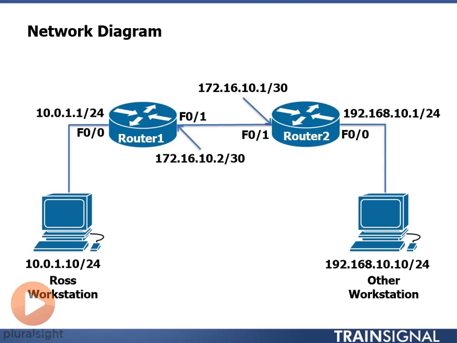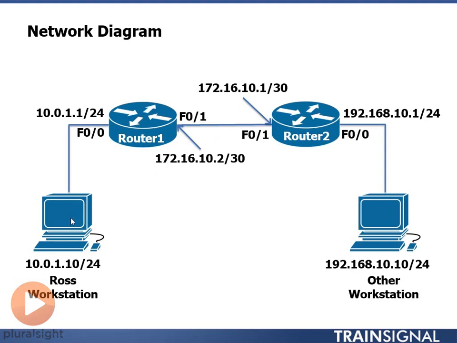I've already configured the IP addresses on the workstation as well. So here's what we want to do. We want my workstation to be able to reach the other workstation. The router, in its default state with just the IP addresses configured, will only have two routes in the routing table on each device. On router 1, we're going to have a route to network 10.0.1.0/24, and we're also going to have a route to 172.16.10.0/30. So we have two directly connected routes on here.